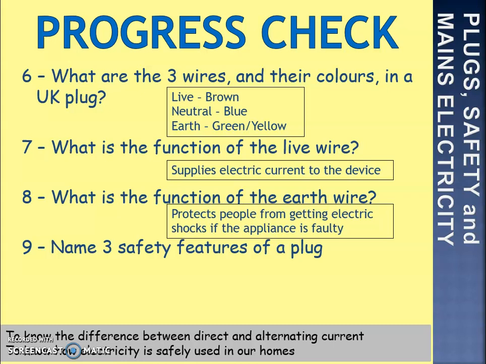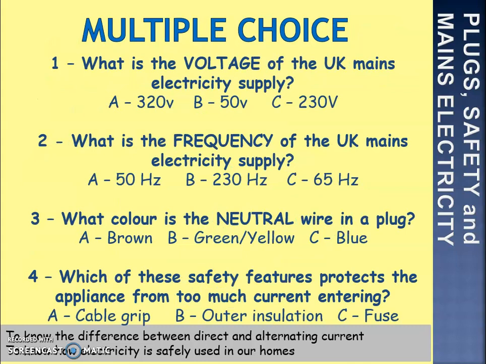Again, that current will flow down the earth wire rather than you because the earth wire has a much lower resistance. Question 9. Name 3 safety features of a plug. We have the fuse, the cable grip, and the outer insulation. Okay, to finish off, we've got some multiple choice questions. Please pause the video and read those, write down your answers, and restart the video when you'd like the answers.